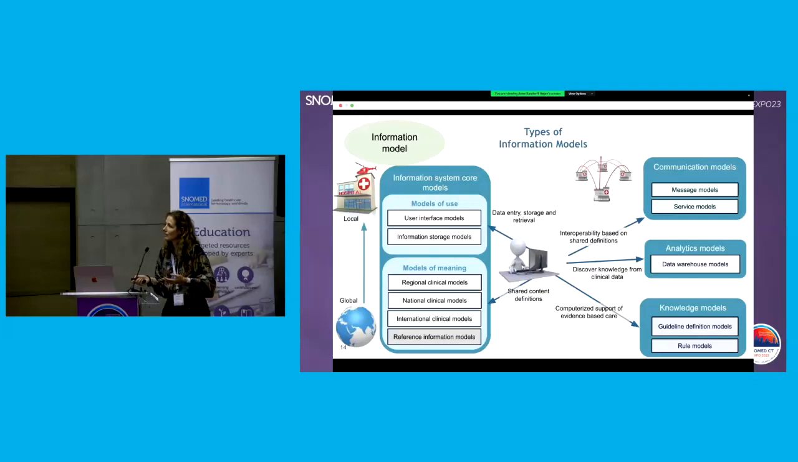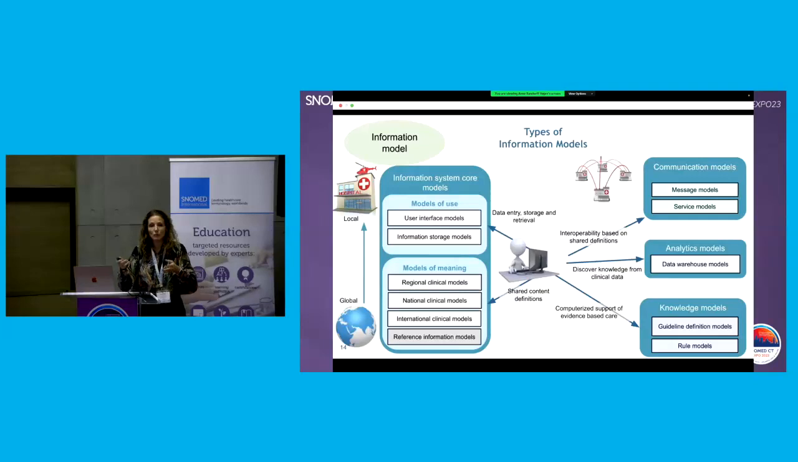Because information models are many things. At a high level, it's a model to organize the different types of meaning that we want to represent. But they can come in different types. So here we have categorized them as models of use, models of meaning, communication models, analytics models, knowledge models. Models of use could be a model to define how does this user interface look? What are the data entry fields? What type of fields are they? Are there dependencies between these fields? That would be a user interface model.